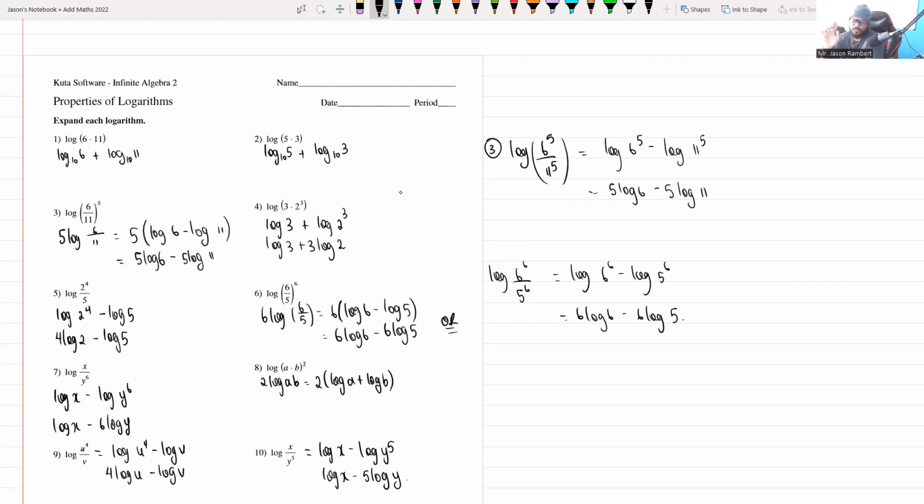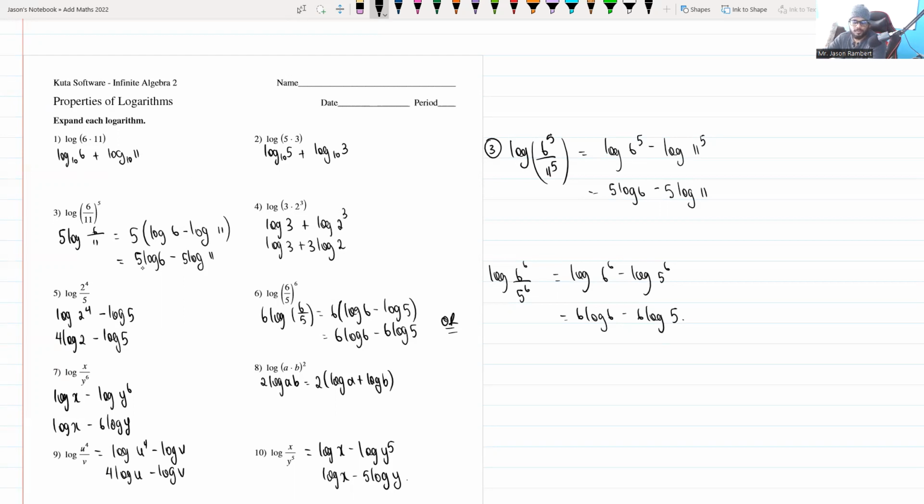Number 4. A common mistake is students will bring this 3 in front of the entire log. But I do not have a log of an entire number raised to a power. Only the 2 is raised to the power. So I need to use law 1, separate them, and log of 2 to the power of 3. Remember, log as it stands is the base 10. So it's understood it's the base 10. So I didn't have to write base 10 in the rest of them. I just did it for the first 2. Back to number 4. Log of 2 to the power 3. I can now use law 5 and bring the 3 in front.